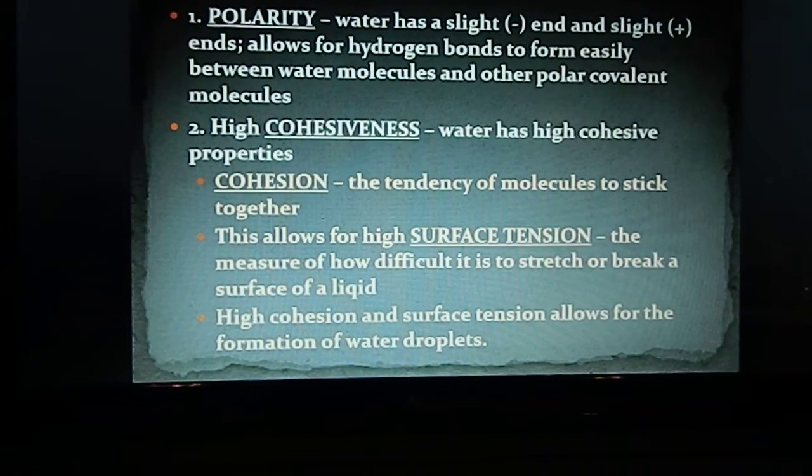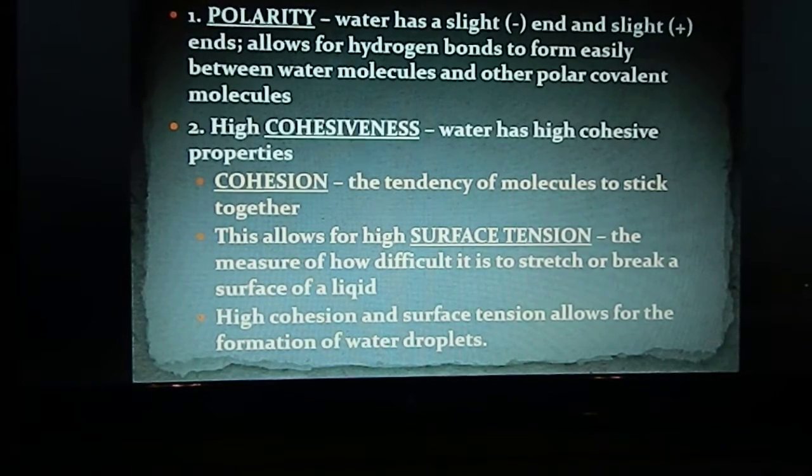So water is one of the most important molecules for an organism, or individual, for life, period, right? Water has certain properties. These properties are important, and they give water its important value for life, right?